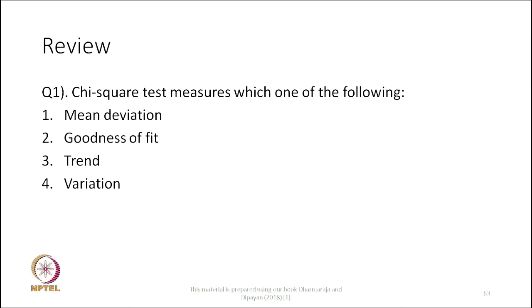Question number 1, the chi-square test measures which one of the following? There are 4 options: mean deviation, goodness of fit, trend, variation. The correct answer is goodness of fit.